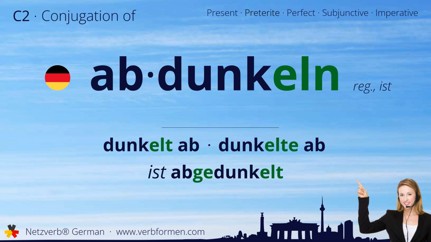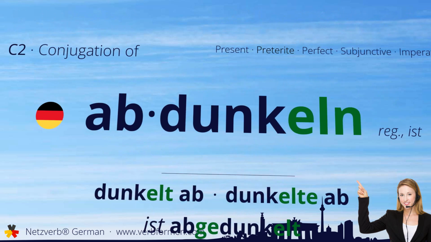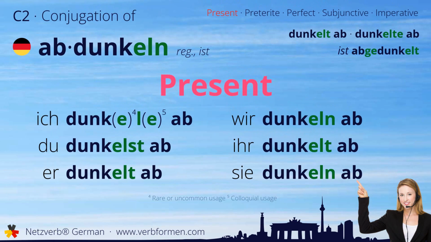Now let's move on to the tenses. First, we'll take a look at the present tense. Ich dunkle ab. Du dunkelst ab. Er dunkelt ab. Wir dunkeln ab. Ihr dunkelt ab. Sie dunkeln ab.